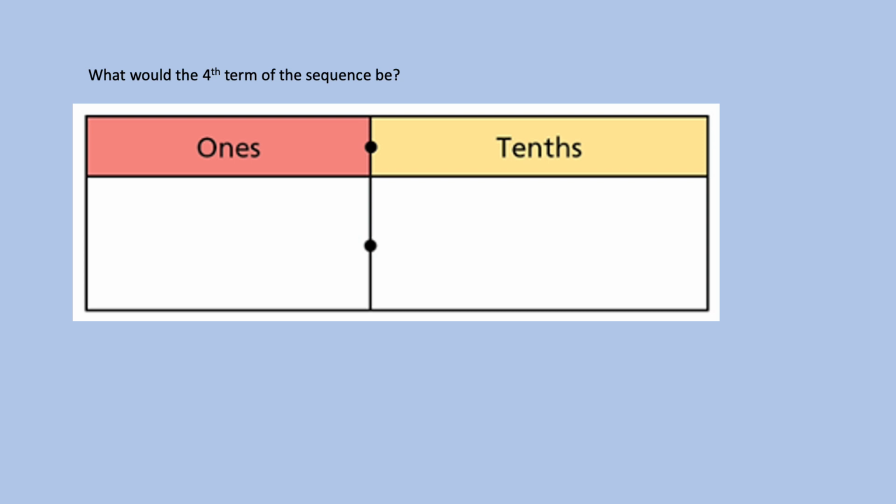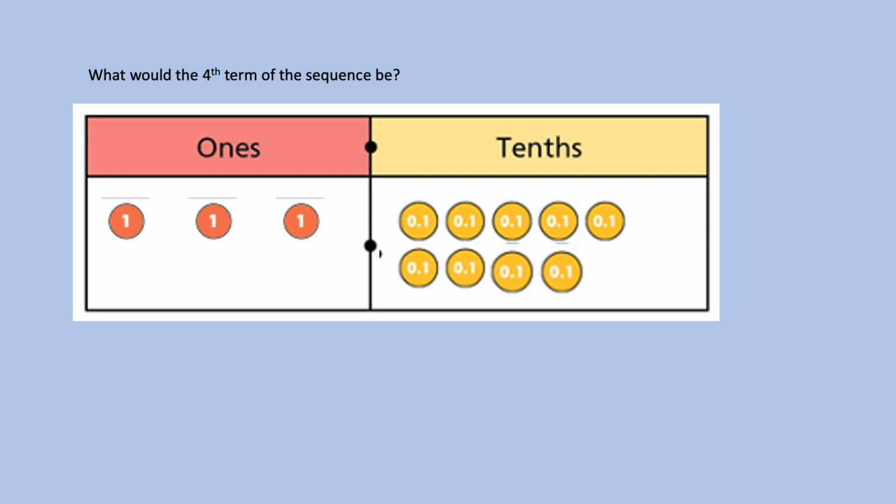Now, moving on from the last question, what would the fourth term of the sequence be? So the third term was 3.7. There would be 3 wholes and 9 tenths. So the fourth term in the sequence would be 3.9.